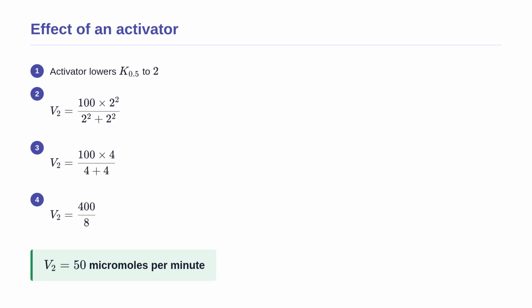Now that we have the baseline, let us see what happens when an allosteric activator binds. The activator changes the enzyme's shape, lowering the K0.5 value from 4 to 2. We keep all other variables identical and plug the new K value into our equation. The numerator is still 400, but the denominator is now 4 plus 4, which is 8. Dividing 400 by 8 gives us a new velocity of 50 micromoles per minute. The activator made the enzyme 2.5 times faster instantly, without the cell needing to build new enzymes.